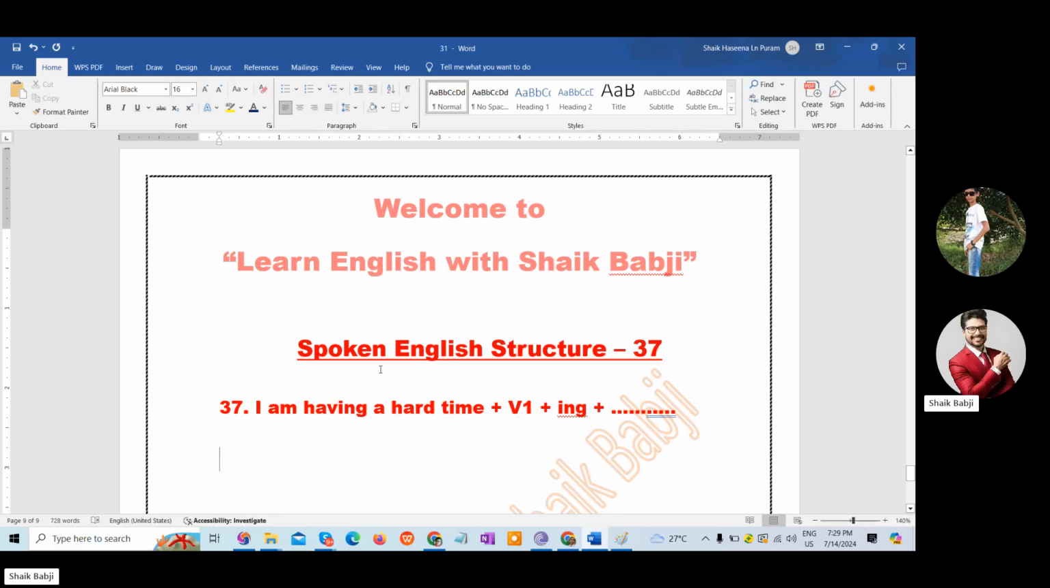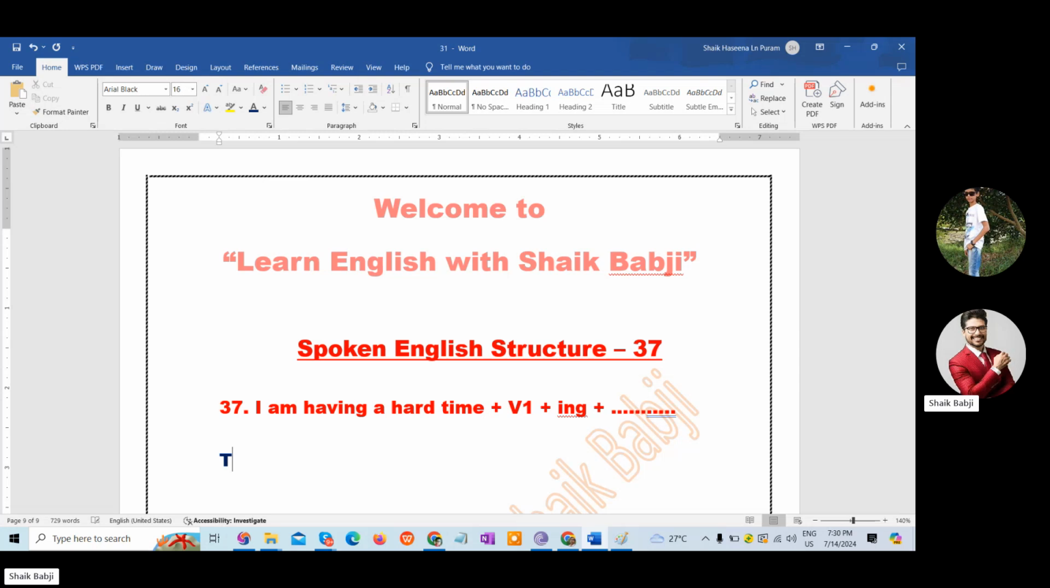So, in this session, we are going to learn the 37th structure. The 37th structure is I am having a hard time. After I am having a hard time, we have to use V1 plus ing form. So, in this structure, let's see how we can use it.